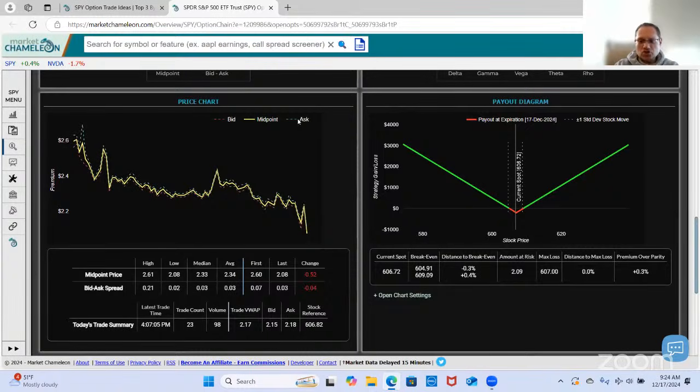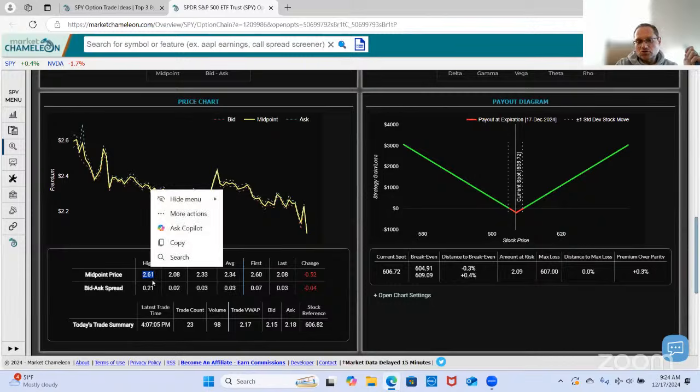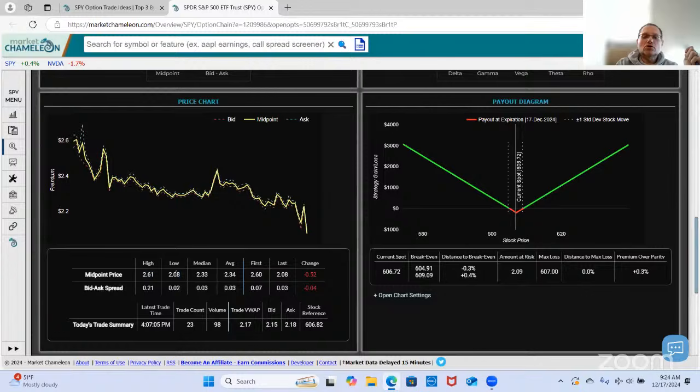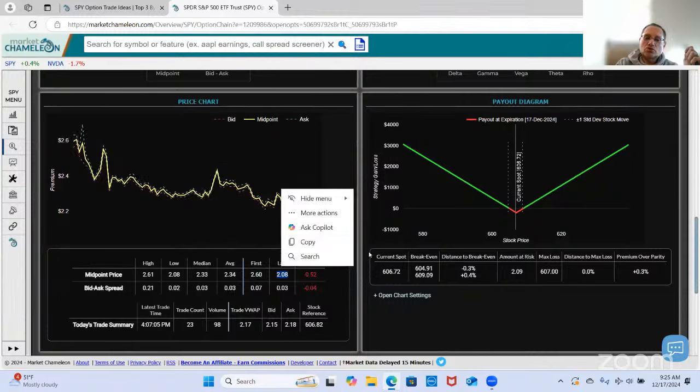And from just looking at the straddle, we could see that the straddle basically lost value throughout the day, maybe because of the decay. And here we could see that the highest the straddle that we captured was $2.61. The low was $2.08. The median price throughout the day was $2.33. Average price $2.34. The very first observation was $2.60. The last one was $2.08.